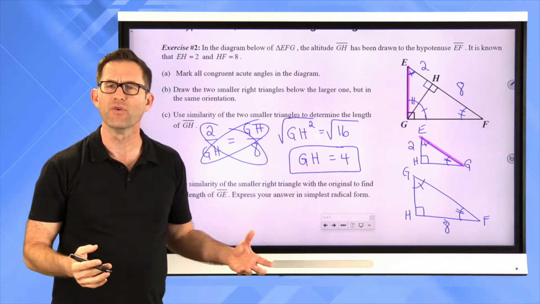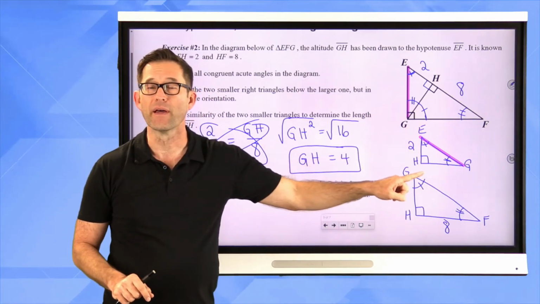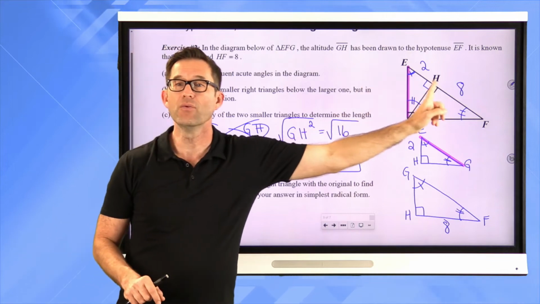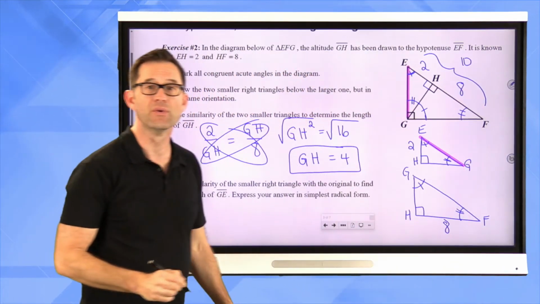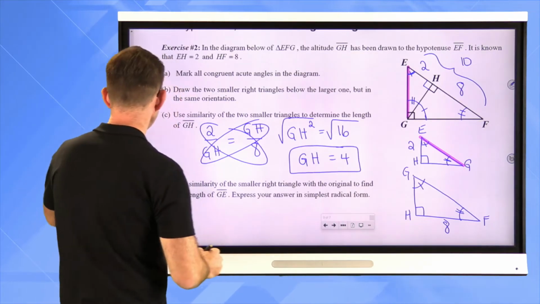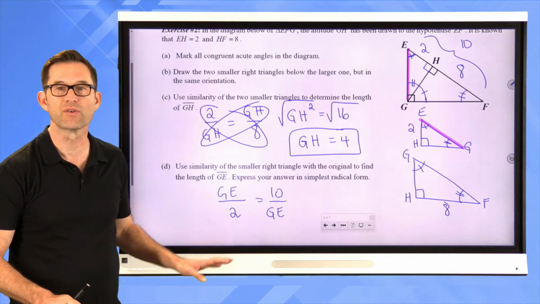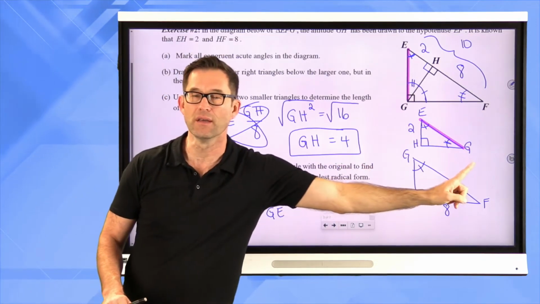All right, so now what can I do? Well, I don't know the length of EG, but it's the hypotenuse of my small triangle, and I do know the length of that short side of my short triangle. And then I've got my larger triangle, and I'm looking for its short side, but I do know the length of its hypotenuse. Granted, I know how its hypotenuse got divided up, but I can, of course, add those two together and get 10. So now what I could say is I could say GE divided by 2 is equal to 10 divided by GE. GE divided by 2 is equal to 10 divided by GE.